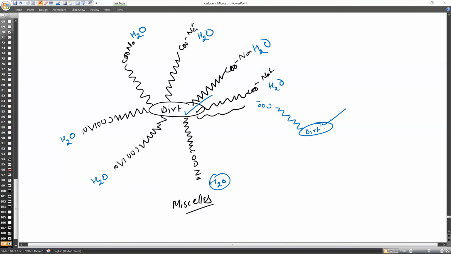And when the water is thrown out, because the micelle ends are attached with water, when the water is coming out, the dirt will also come along with the water. So this is how it actually comes out.